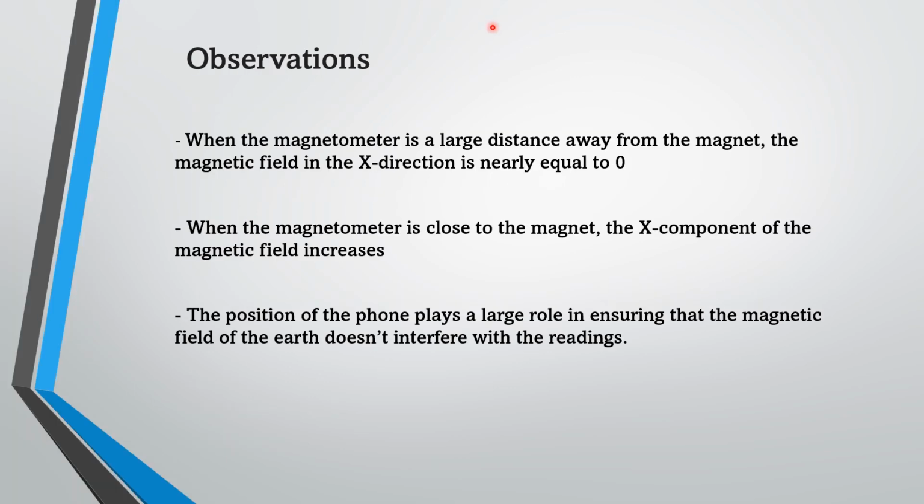Observations throughout this lab. When the magnetometer is a large distance away from the magnet, the magnetic field in the x direction is nearly equal to 0. When the magnetometer is close to the magnet, the x component of the magnetic field increases. The distance of the positions of the phone plays a large role in ensuring that the magnetic field of the Earth doesn't interfere with the readings.